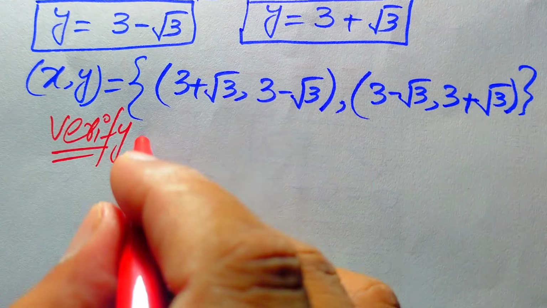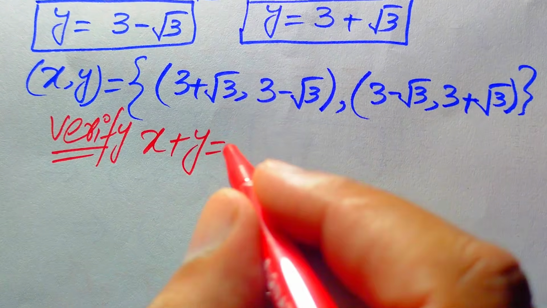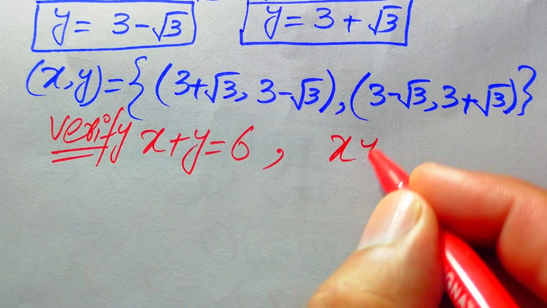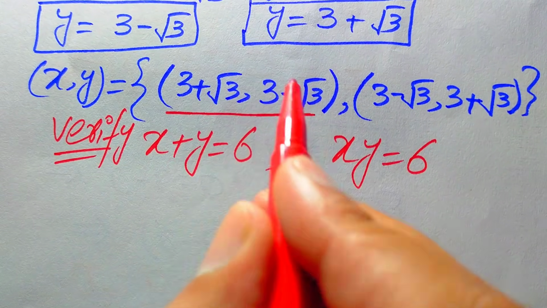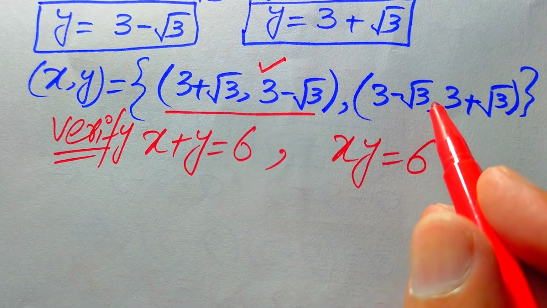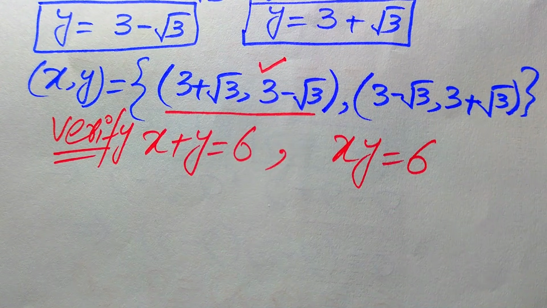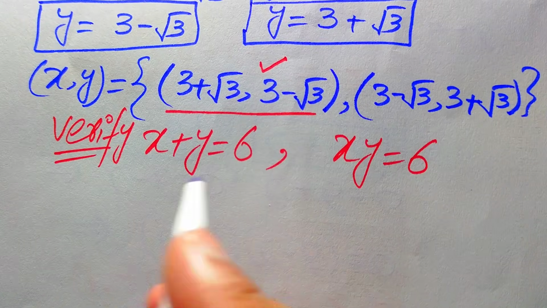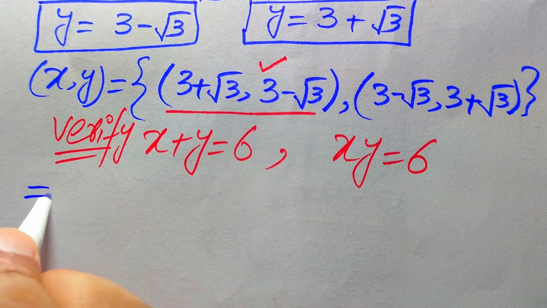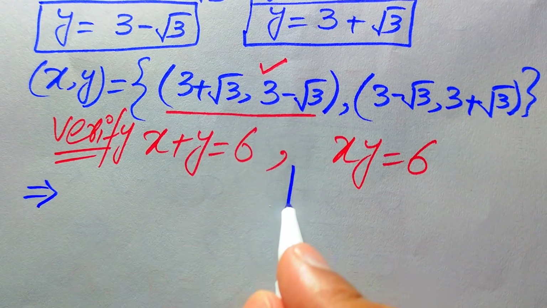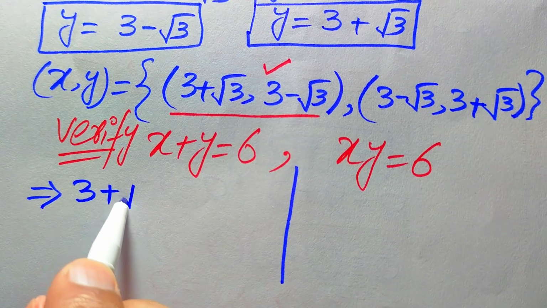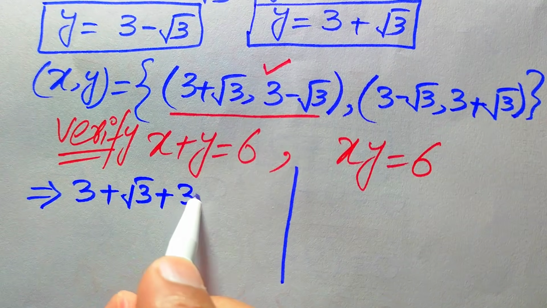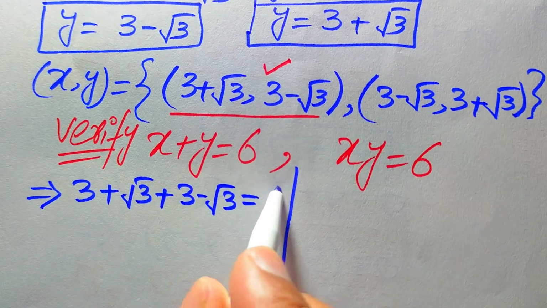So for verification of this, we need to copy down the given question statement here. It is x plus y equals 6 and xy equals 6. Here I will verify the first root, and I leave the verification of the second root to you, which is just similar to the first one. So here we substitute the values of x and y in both cases, and we get x plus y equals 6, that is 3 plus square root of 3 and 3 minus square root of 3 equals 6.